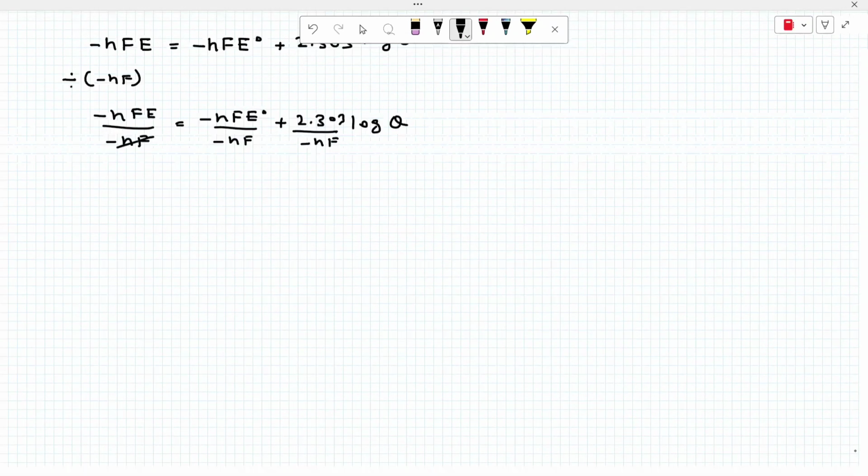Now the minus NF cancels. Therefore, E cell equals E naught cell minus 2.303 RT by NF into log Q. This is called the Nernst equation.